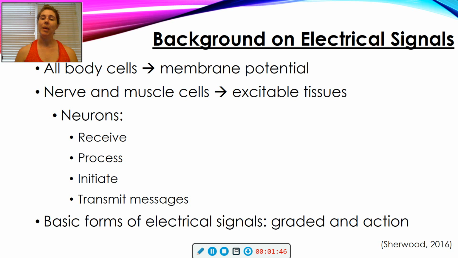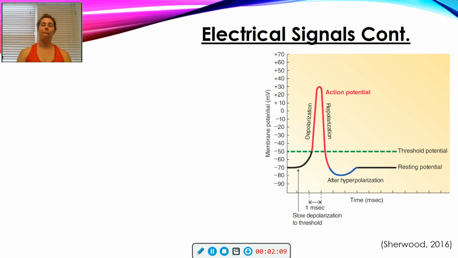There are two basic types of electrical signals. One is more proactive, where something is forcing them to happen, versus ones that happen naturally. So you have electrical signals that are graded or that are action. I'm going to show you this graph. I've always liked this graph. It shows a nice visual of how these charges work.